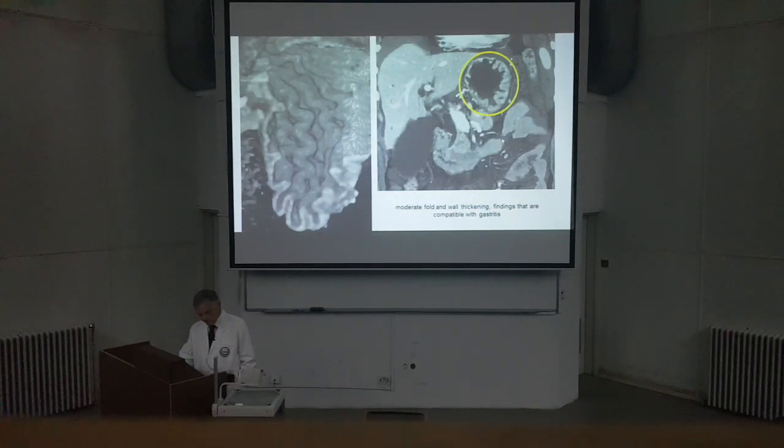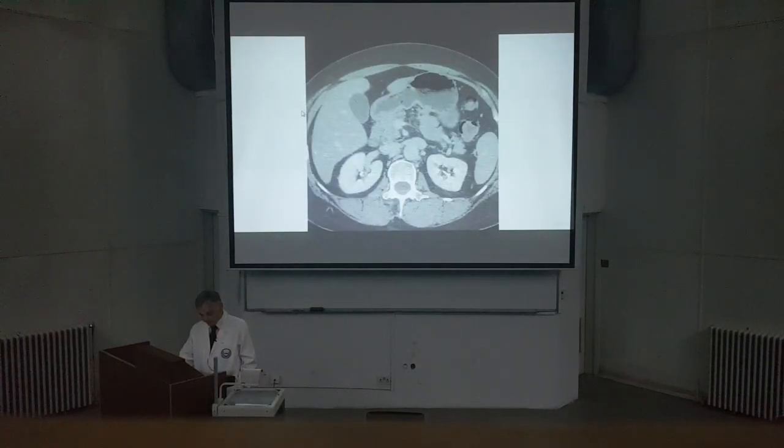This is the stomach. Rather thick mucosa. This is a sign of gastritis. Here you can see the rugae. The rugae are wide. Therefore, this is a case of gastritis.